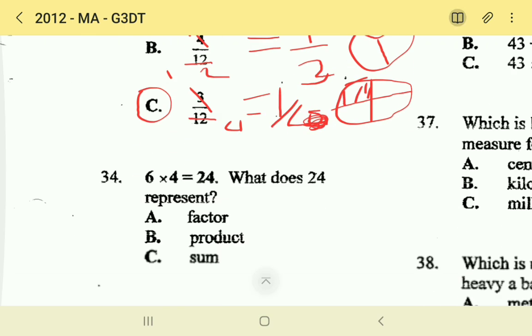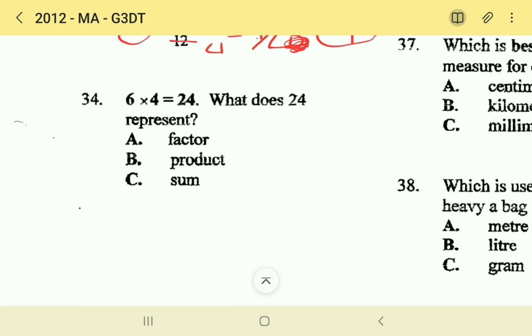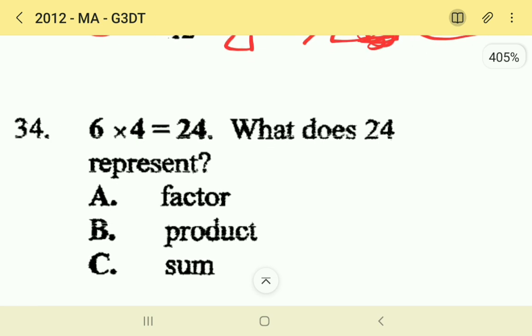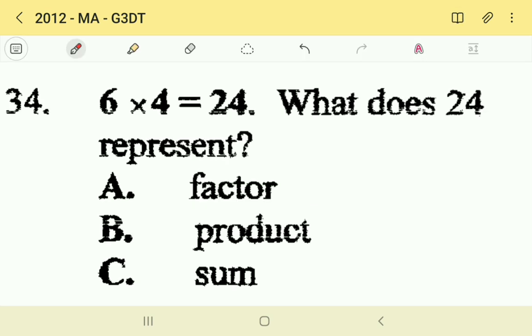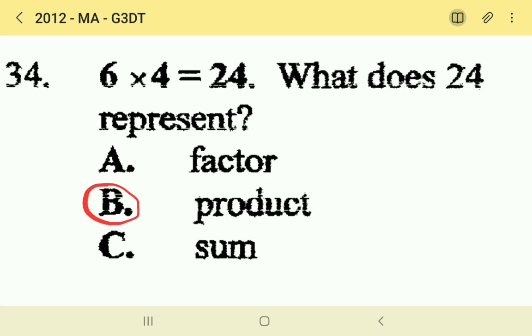Moving on to 34. 6 times 4 equals 24. What does 24 represent? When you multiply, what is your answer called? Shout out the answer. A little louder. Is it factor, product, or sum? Shout out the answer. Product. Again. Product. One more time. Product. Alright, wonderful. The answer is called product.